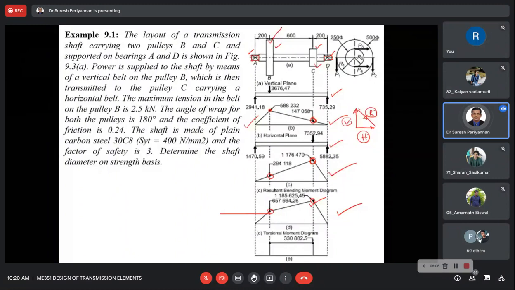Now, this is the maximum bending moment, based on our calculation. What is the torsional moment? The torsional moment is, as we very well know, already given.